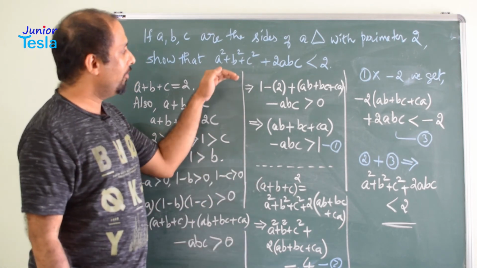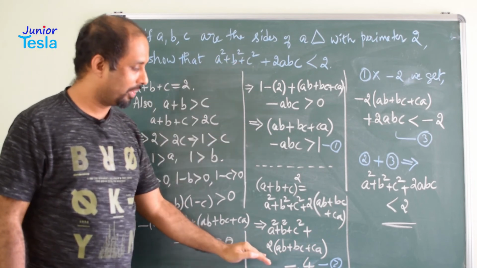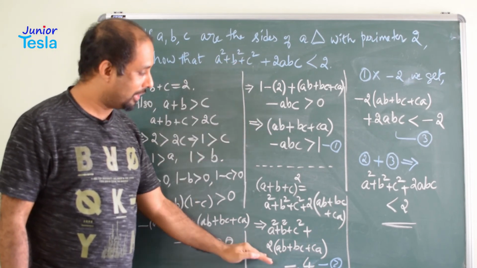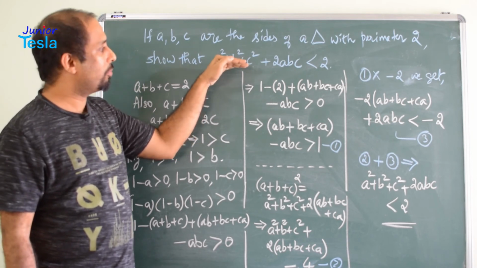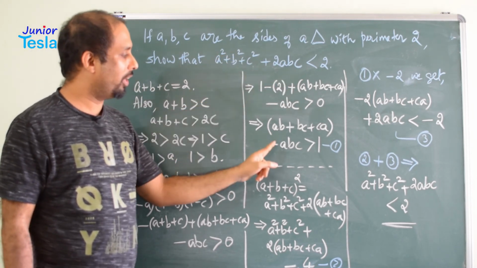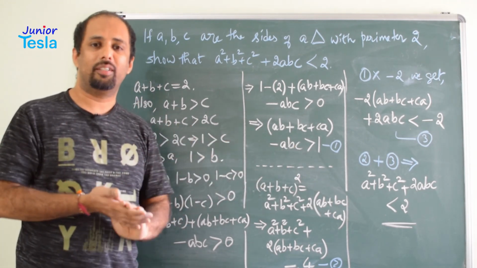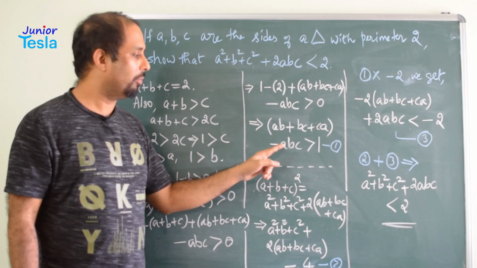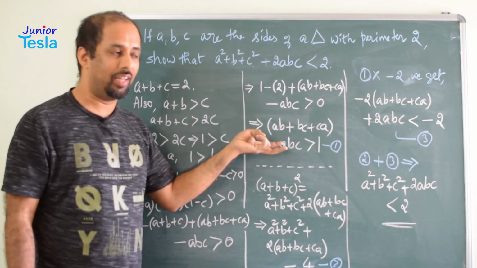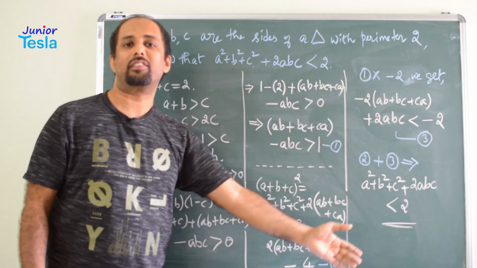Then again we saw what is asked and what we have got. Then we compared this with this. And to get this expression, we need 2abc, but we only have minus abc. So we manipulated the inequation. We got plus 2abc from minus abc by multiplying negative 2 to this inequation. Then we added these two expressions and finally we got this.